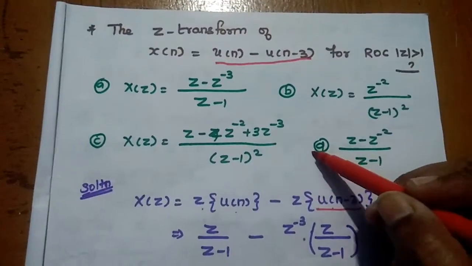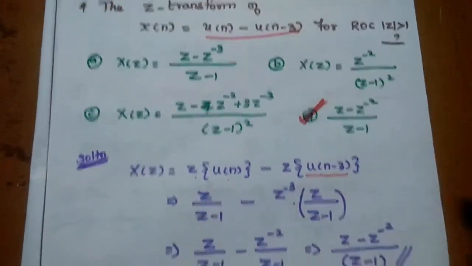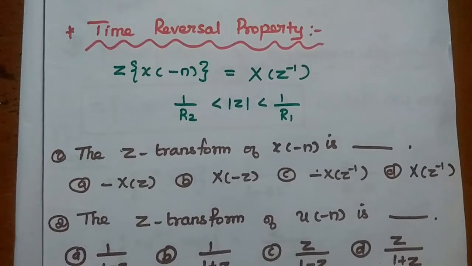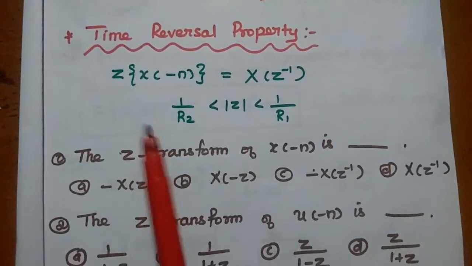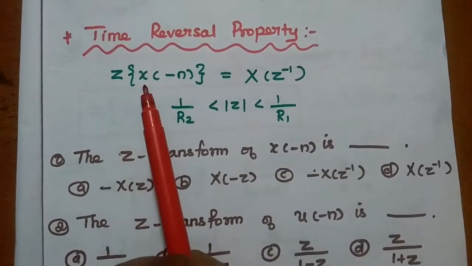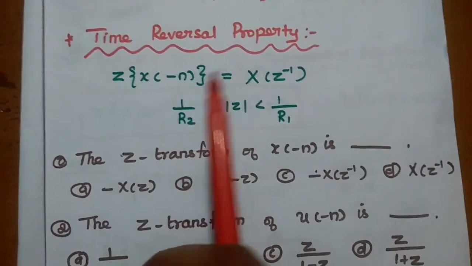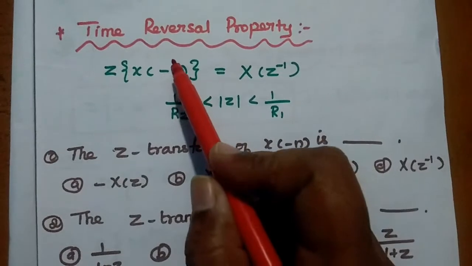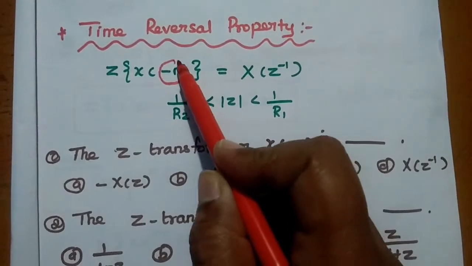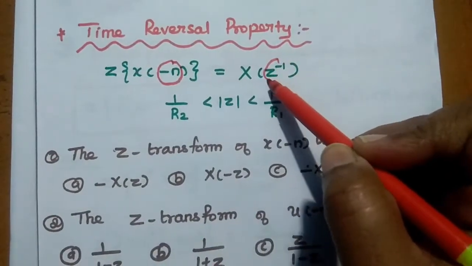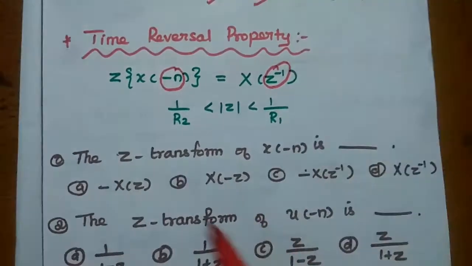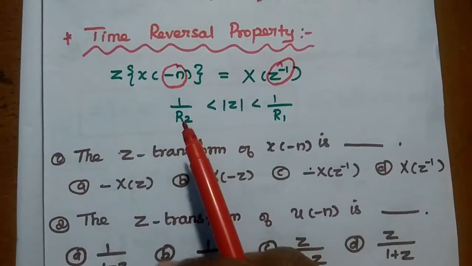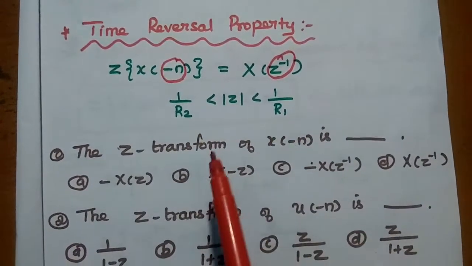That is that fourth answer. This is the correct answer. Okay. Next property is the time reversal property. Time reversal property means the Z transform of x of minus n is equal to X of z inverse. If I reverse the time, then the frequency is also inverted. So here the ROC is in between 1 by R2 and 1 by R1.